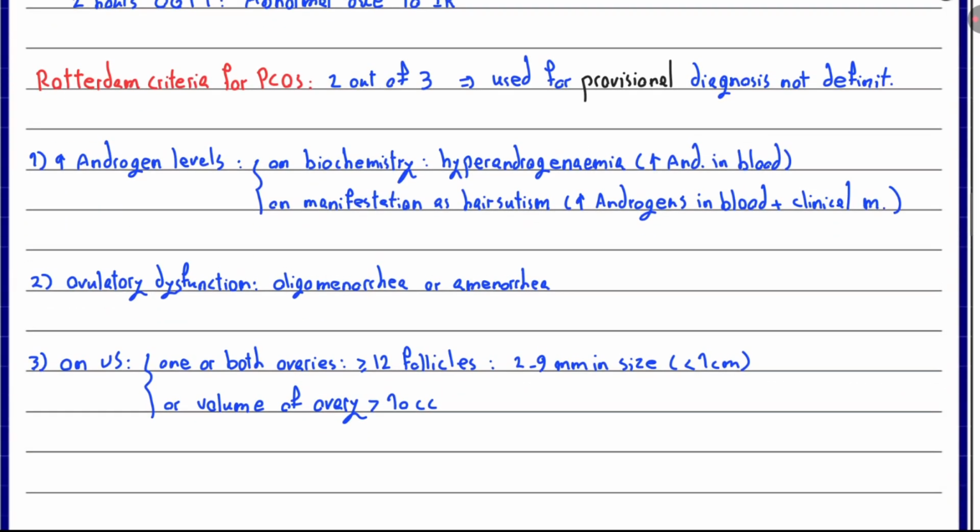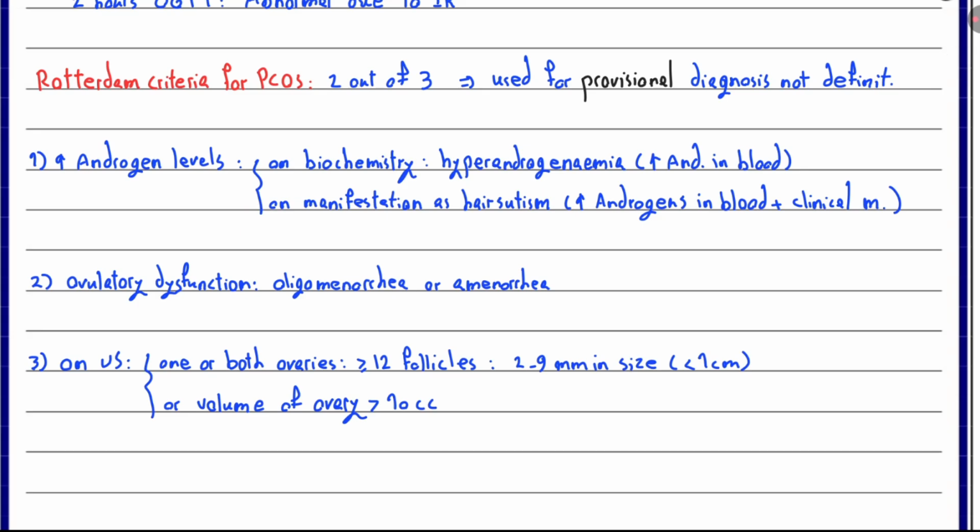And we have the Rotterdam criteria to diagnose PCOS. We have 3 criteria here, and 2 out of 3 of these criteria should be present to have a provisional diagnosis, not definitive, provisional diagnosis of PCOS. The first criterion is a high concentration of androgens, either by biochemistry or by manifestations. What does it mean, biochemistry? It means that the patient has high androgen concentrations in blood.